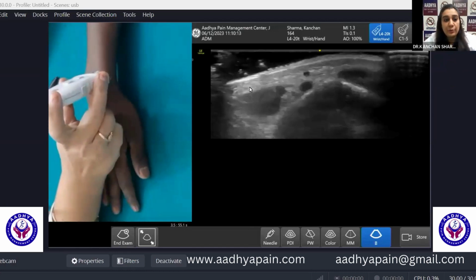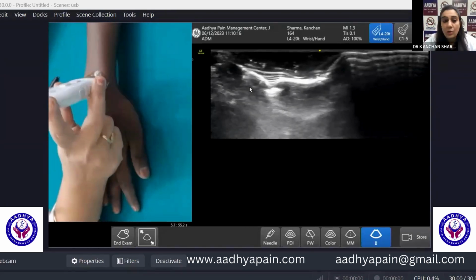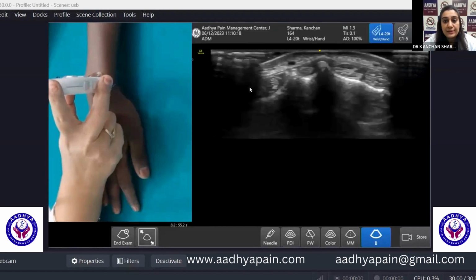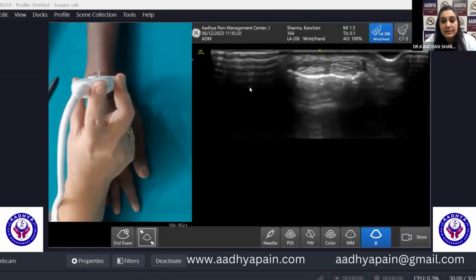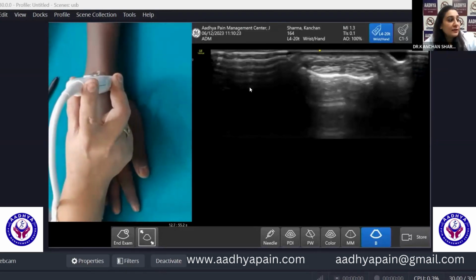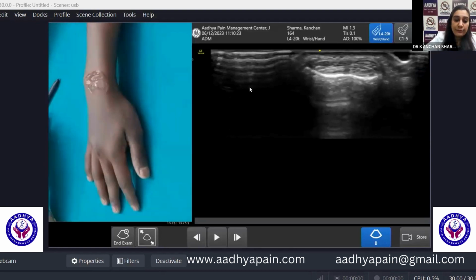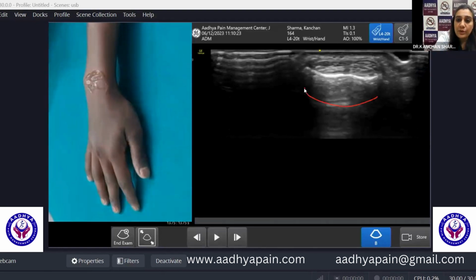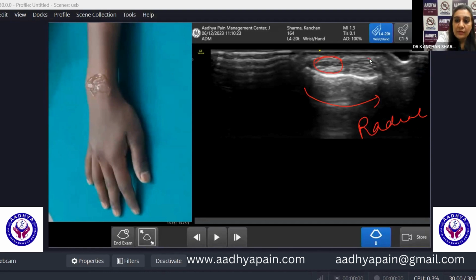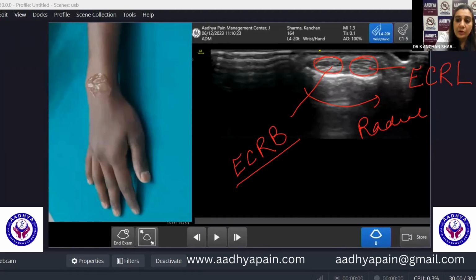So again, my probe is in short axis over the Lister tubercle. If I'm going to this side, now I'm able to identify the two tendons. I have moved from the Lister tubercle towards the radial side, right? So the first tendon which you will be seeing here is going to be your Extensor Carpi Radialis Brevis. And this tendon is going to be your Extensor Carpi Radialis Longus.